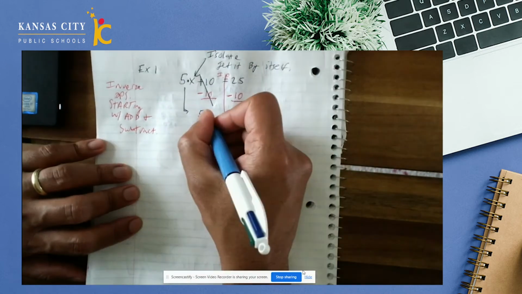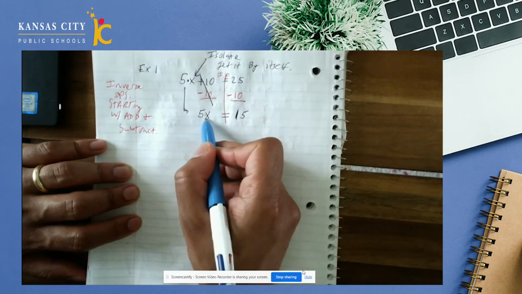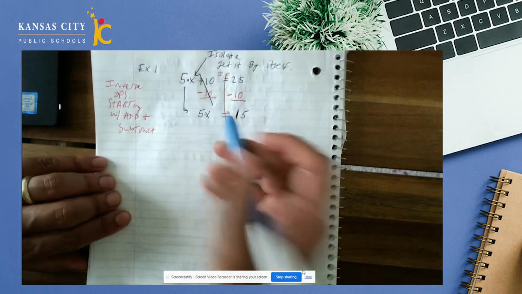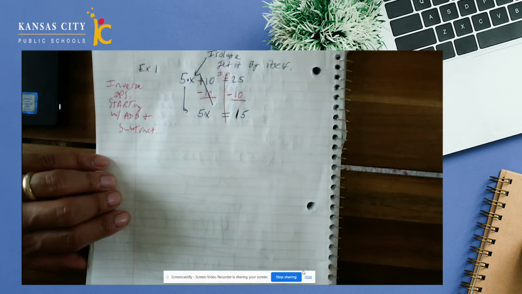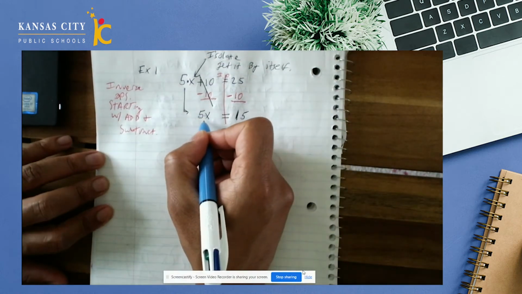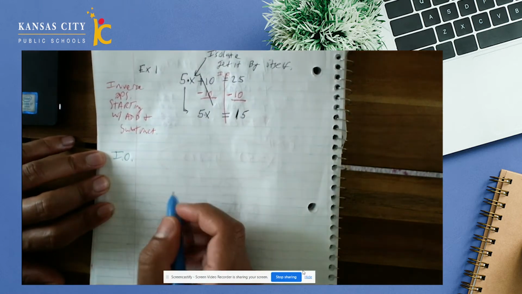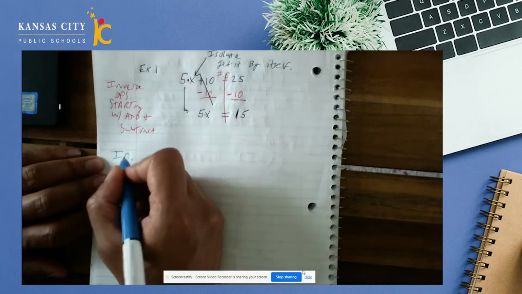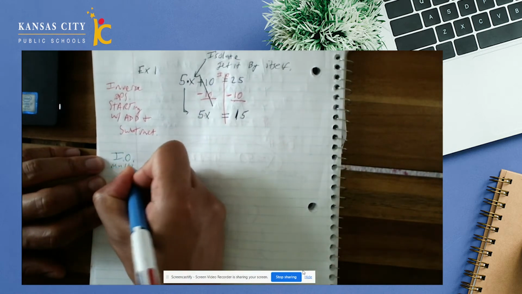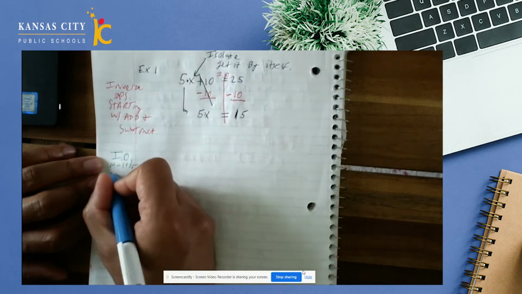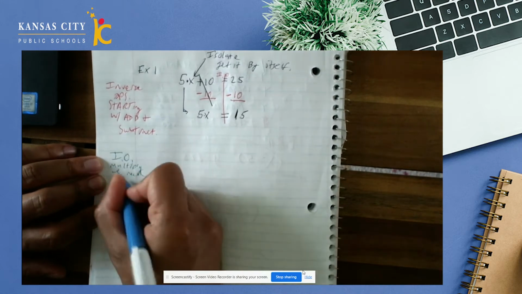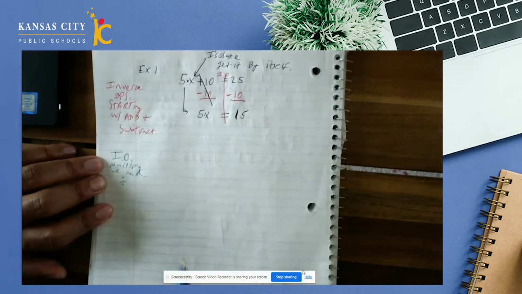So we now have 5 times x, which is 5 times some number equals 15. Well, what task do we need to do now? Now we need to get rid of the times 5. We're going to do inverse ops, IO, again. And this time, we're going to do the opposite of multiply, which means we need to divide. Exactly correct. We need to divide.